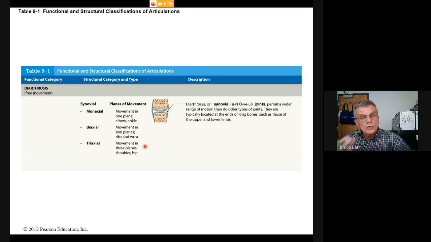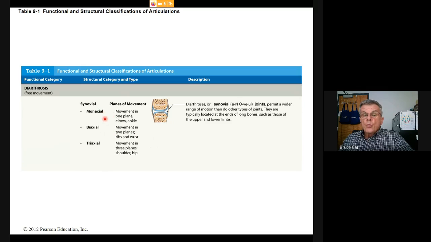So we're going to support the joints not just with pads and with slick surfaces, we're going to support them with hydraulic pressure. So when we have a synovial joint, it's always freely movable, and we can just start talking about how many planes that movement will move in. And here we think about the planes would be like the axis of a graph. Does it just move along the x-axis? That would be monoaxial.